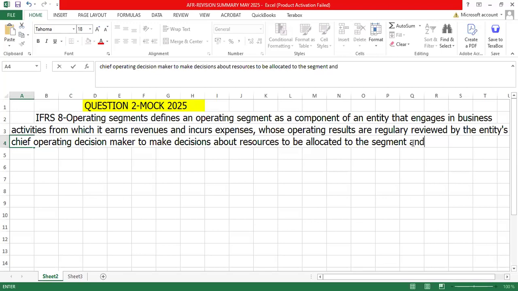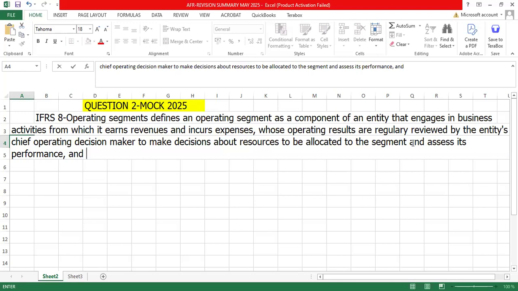and assess its performance. This is a continuation. You are reviewing this segment or division to allocate resources and also to see how that segment is performing. You as chief operating decision maker, that is the reason why you need to review this segment, because you need to allocate the resources, maybe workers, money, and also review how it is performing.